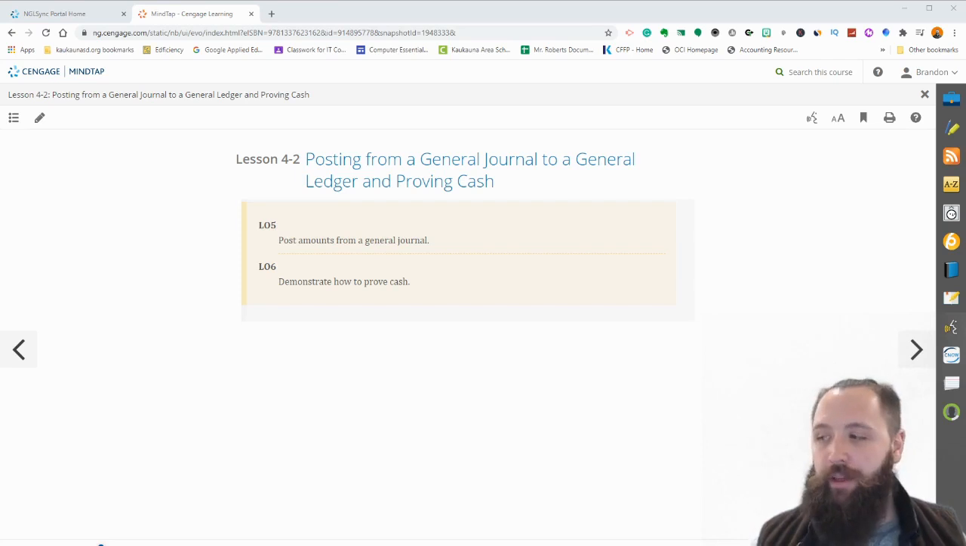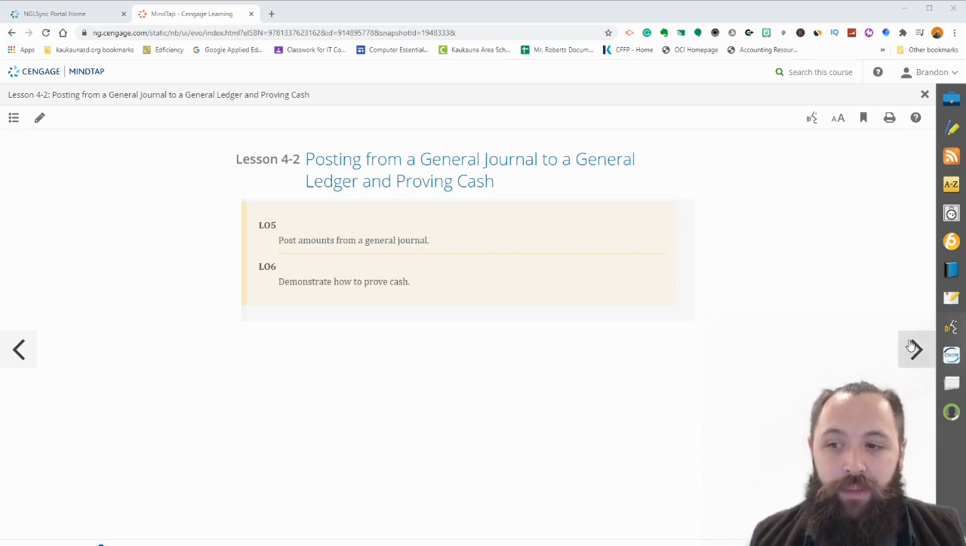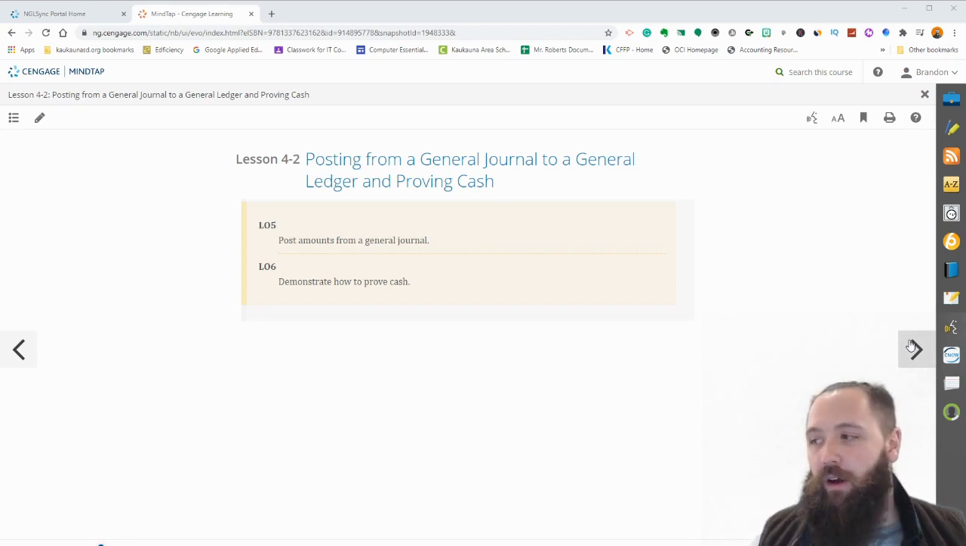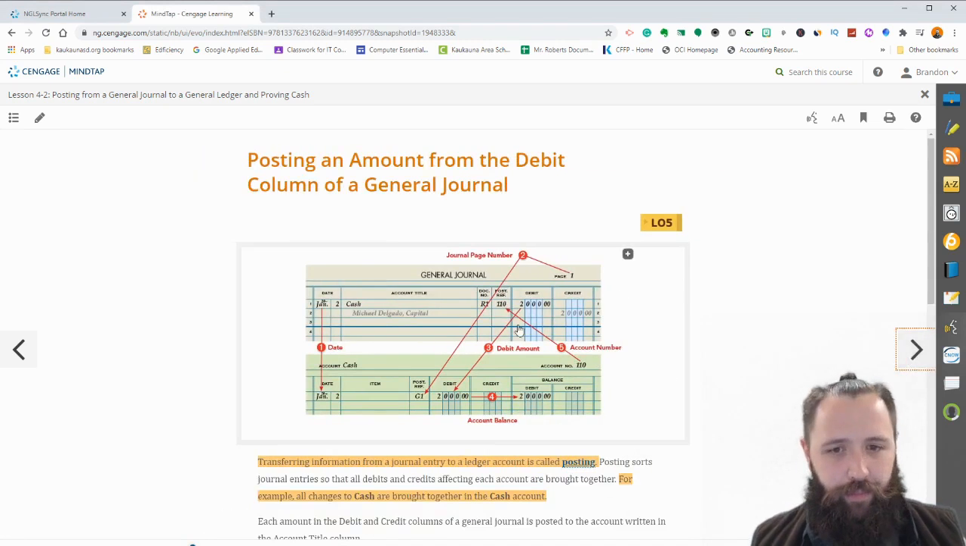So normally, when we get through this whole accounting cycle, the steps that we have are looking at a transaction, going through the T account, and then journalizing it in the general journal, and then we post it to the general ledger. So that's what we're going to look at today, along with one small concept, which is proving cash, which we don't get too deep into, but just so you know what it is.